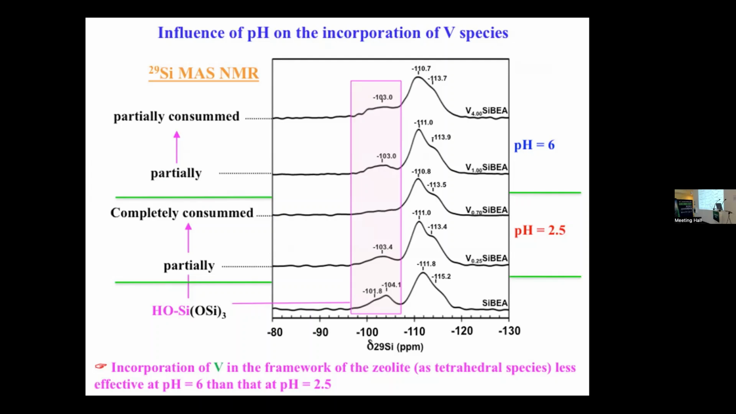This is a completely consumed situation, but when we were at pH 6, the situation is not the same, because in this case we have only partial decreasing of this band. It means that only partial formation of vanadium tetrahedral species in the framework appeared. So part of the vanadium is going out in the extra-framework position. So the situation at pH 6 is not as good as in the case of pH 2.5, where we have only tetrahedral vanadium species formed.